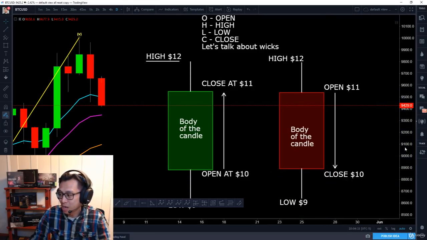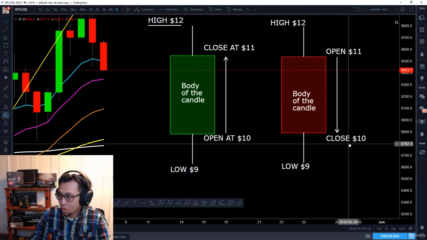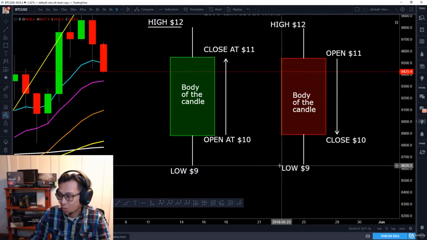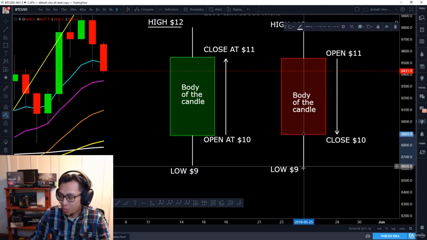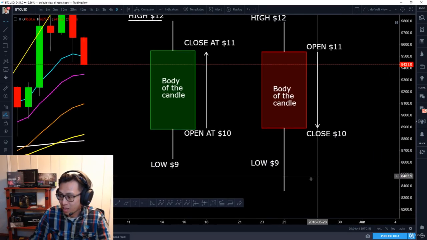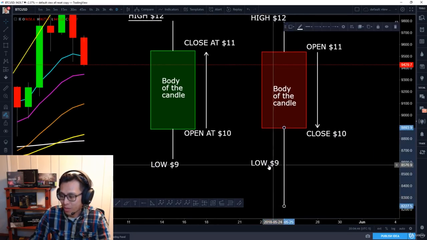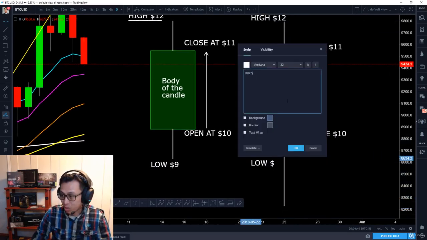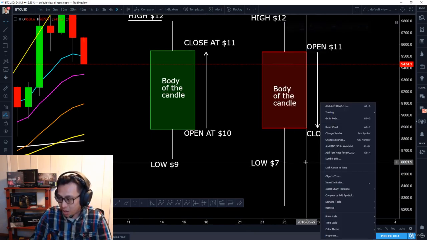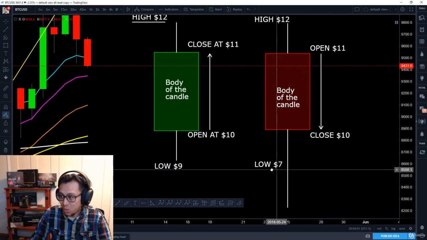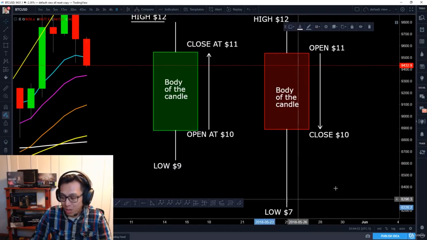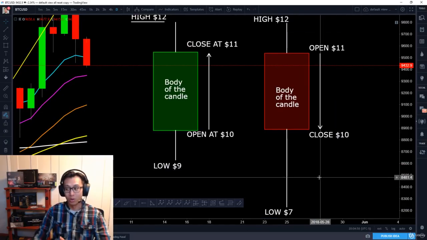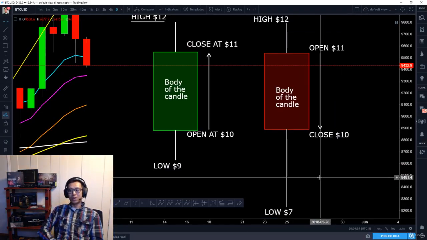So let me ask you guys this now, okay? What if this wick was really long? Let's say this wick got all the way to $7, okay? What do you guys think this would mean if there was a really long wick at $7? Let's say we're on a downtrend, and then we see this candle.